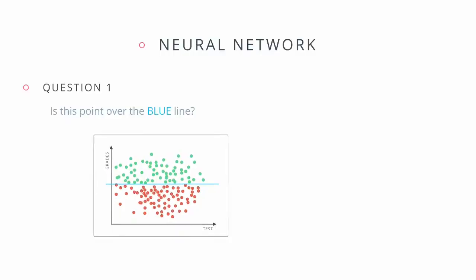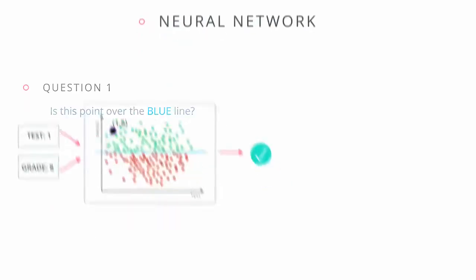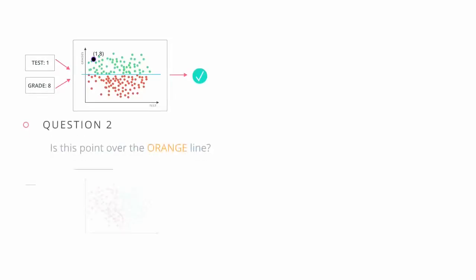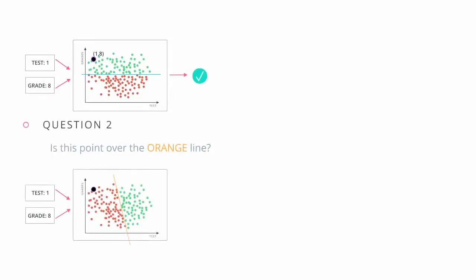The first question is, is the point over the blue line? We have a node with the area and 2 input nodes, the test score and the grades. For example, we have a student where the test score is 1 and the grades are 8. The node plots the point and checks if the point is on top of the black line and returns the answer, yes or no. The second question is similar. We input test and grades, and the corresponding node will plot the point and return a yes or a no depending on the point being on top of the orange line or not.